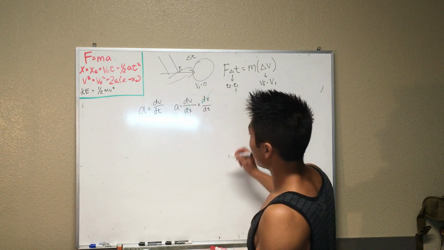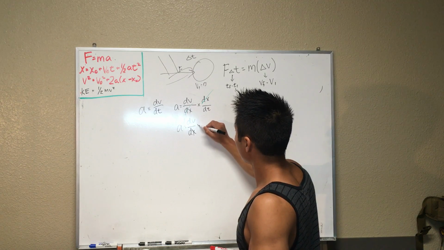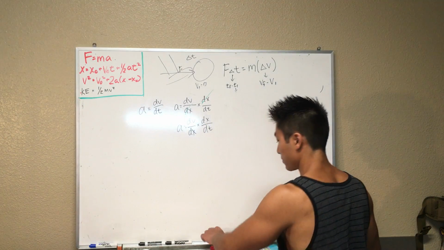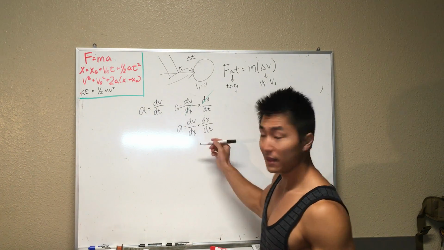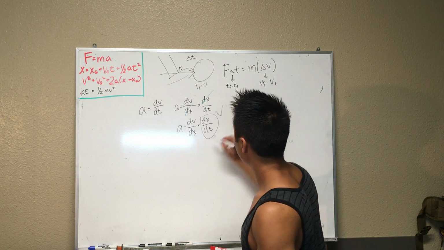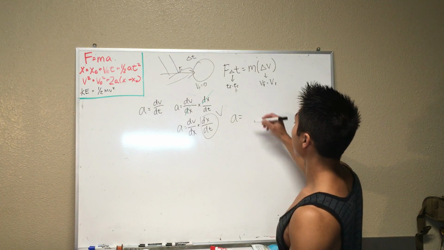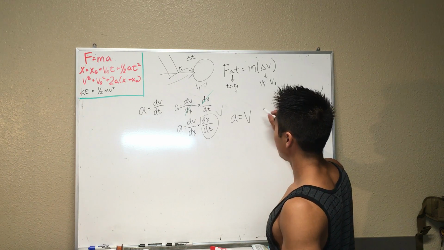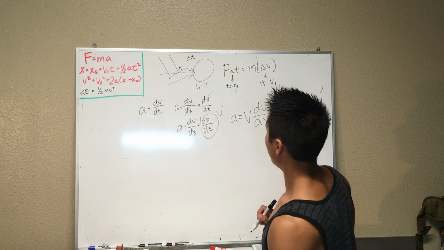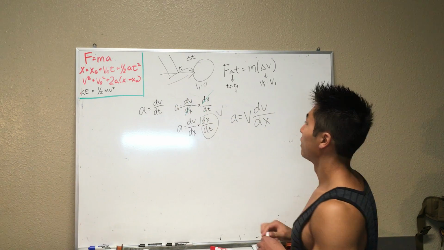By keeping the dx, I'm going to rewrite that. And that's not a cross product, it's just multiplication. By having that, we know that dx over dt is v, so we now have our new acceleration formula, which is v multiplied by dv over dx. Keep this in your pocket as well, because this one is going to solve that one.